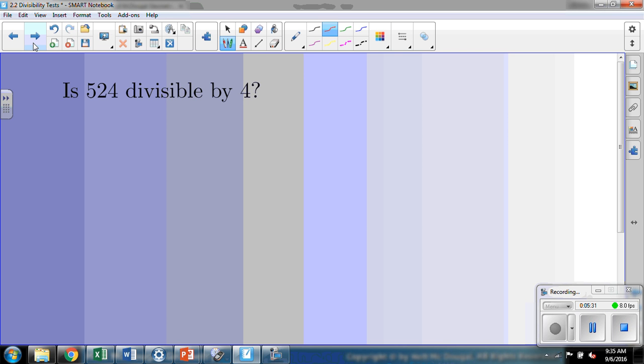Please note, this is not saying divisible by 3. A different number is going to have a different rule. The rule for 4 is, instead of looking at all of them, look at only the last 2 numbers. Nothing else matters. Will 24 divide out by 4 perfectly?